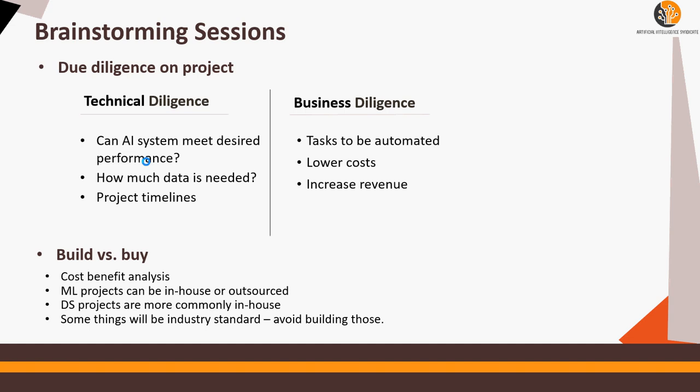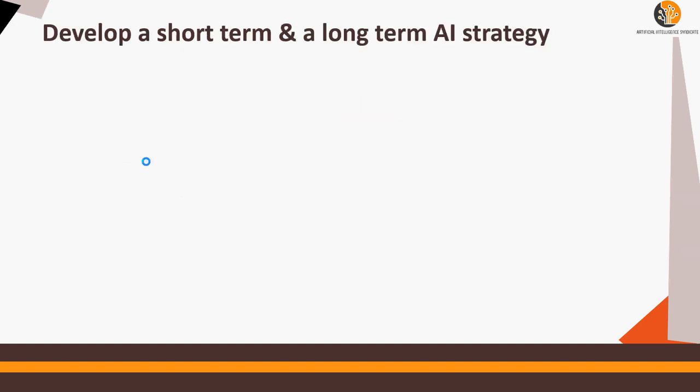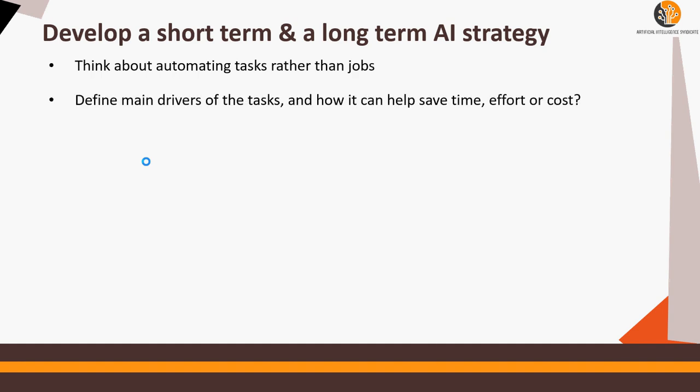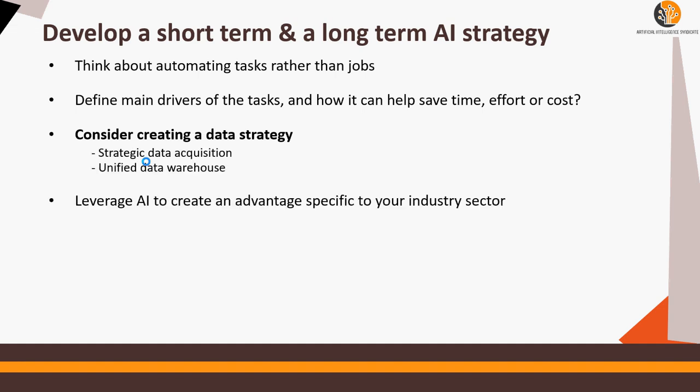Next, develop a long term and a short term strategy. Think about automating tasks rather than jobs. Define main drivers of the tasks. Consider creating a data strategy for a long term vision. And then, how to leverage AI. Think about how you can be a fierce competitor in your industry sector.